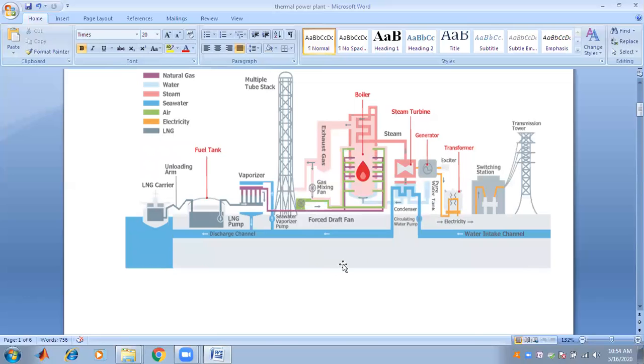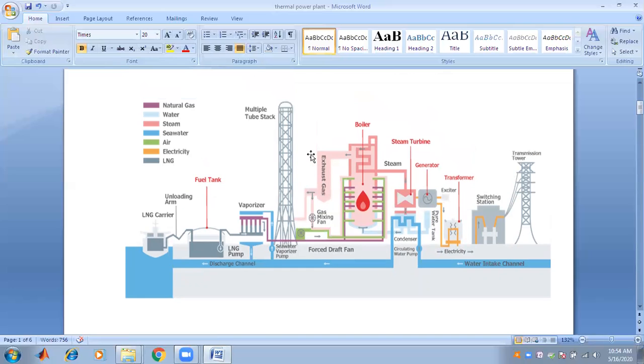And a schematic diagram of the thermal power plant is given here. This is generally known to us. It has a boiler. The coal is carried with the help of a conveyor, and there is a coal crusher where the coal is crushed, and then the pulverized coal is given to the boiler, which produces steam. The steam is taken to the steam turbine, which rotates the generator to produce electricity, and then there is the generation. Second is the transmission and the distribution of the energy.